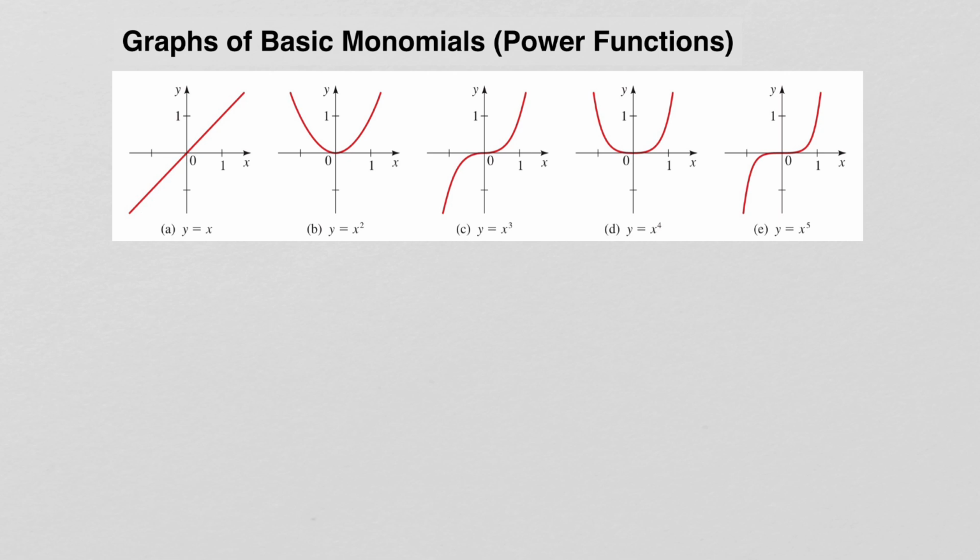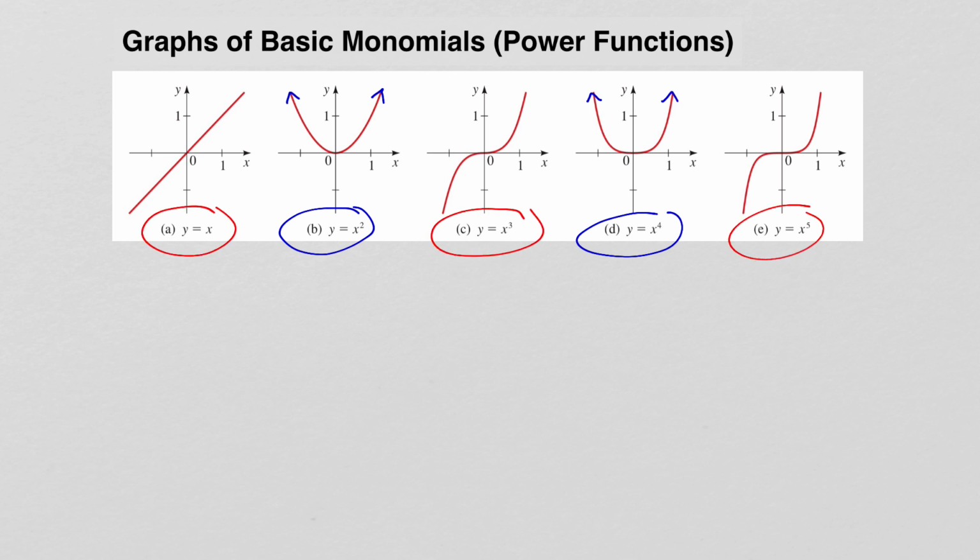Now we talked about these functions in a previous video, and what I want to reiterate here is that you'll notice that the even degree monomials both behave similar to each other, and that is that they go up on both sides of the graph. And then you'll notice that the odd degree monomials here go up on one side and down on the other side. And that's consistent for all of these graphs. And you're going to see something similar to that in the graphs of polynomial functions.